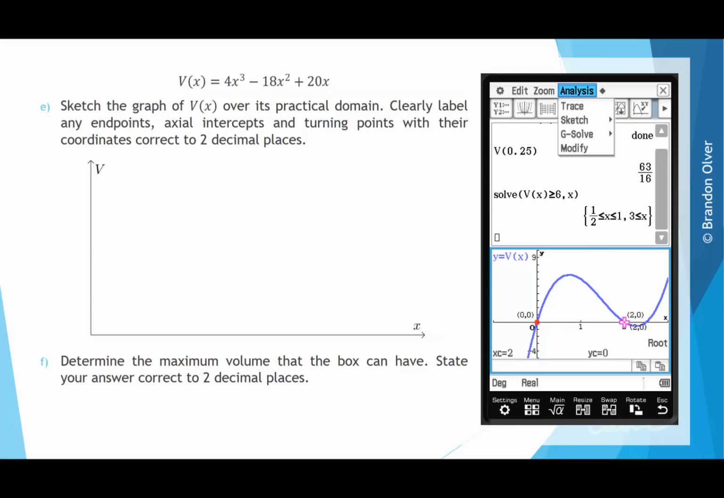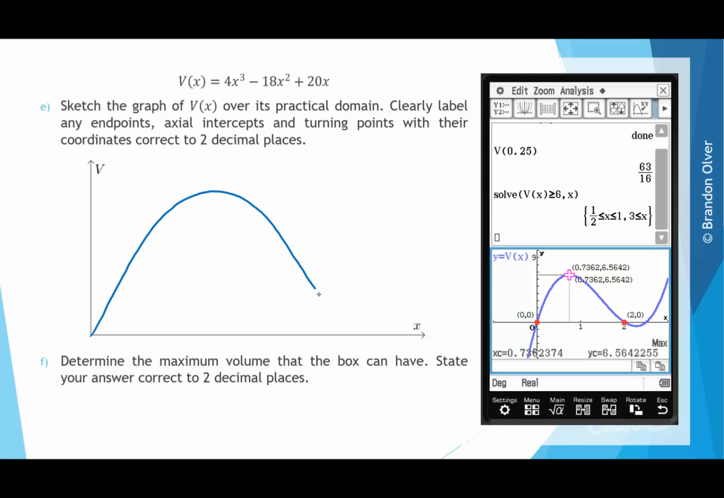And now we can go Analysis, G-Solve, Max to find the maximum turning point. And hitting execute will lock that onto the graph for us. So from the CAS calculator, the shape of the graph is something like this. At x is 0, the volume is also 0, and we use an open dot here because that point is excluded. Similarly, at x equals 2, we have a volume of 0, and that point is also excluded. The maximum volume occurs when x is 0.74, and that gives a volume of 6.56 meters cubed, and we state that correct to 2 decimal places.